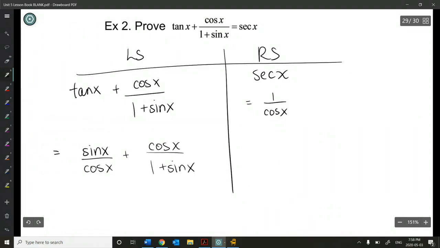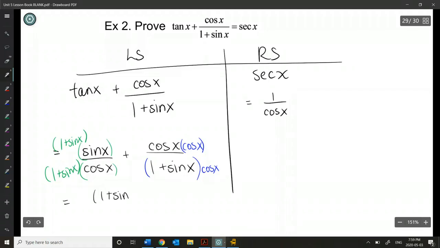Now, one tip and trick that we talked about in our intro to trig identities lesson is that when we have two fractions being added or subtracted, it's great to get a common denominator and put them together. So that's what we're going to do. This side needs a cos x on top and bottom. And this side's going to need that 1 plus sine x on top and bottom. Okay, let's merge these together in one fraction.